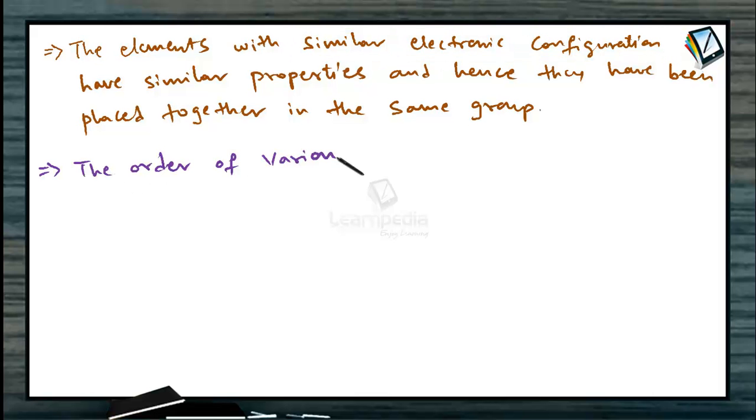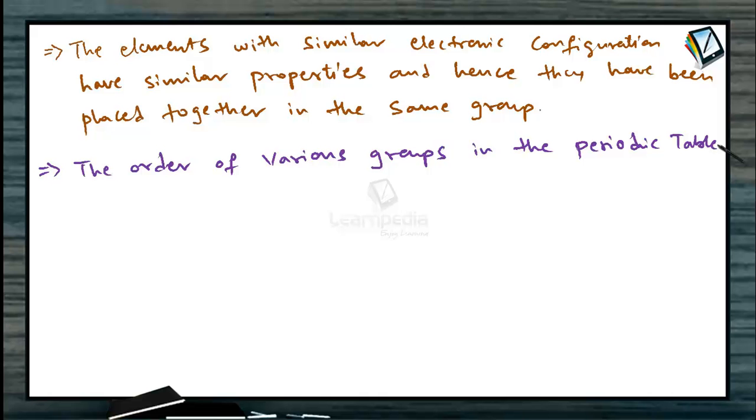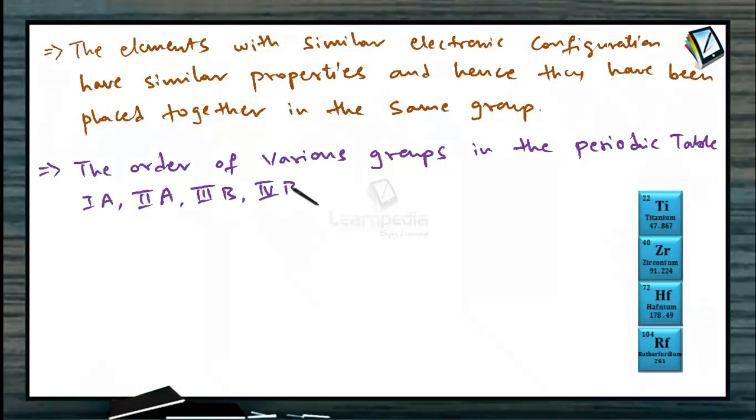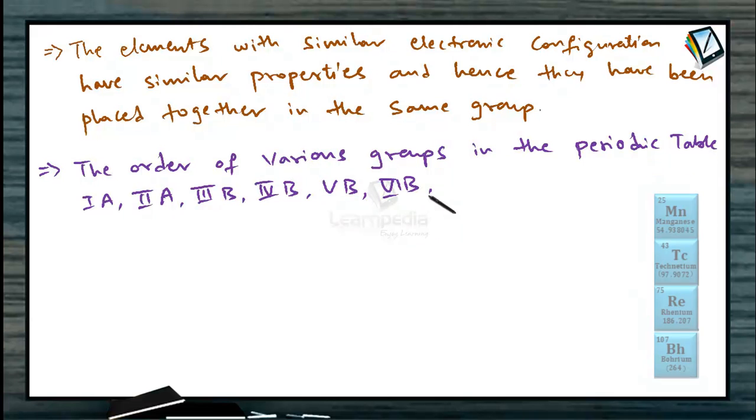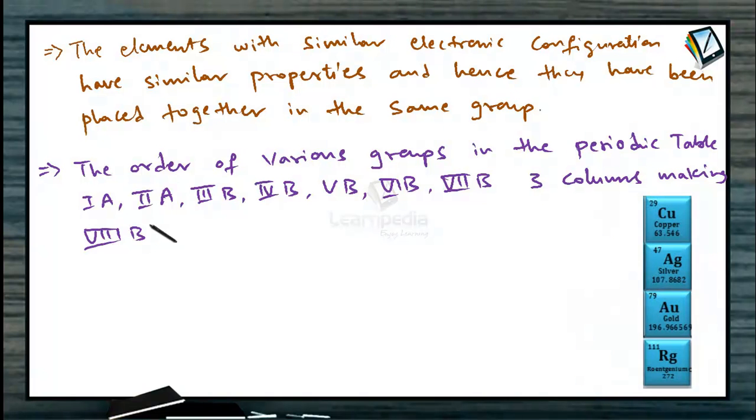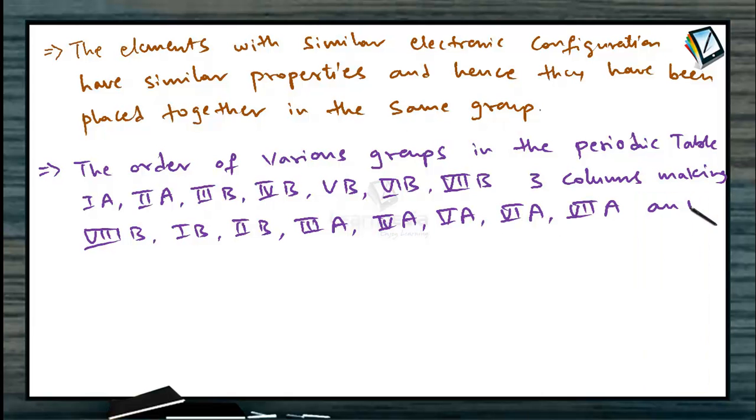The order of various groups in the modern periodic table matters, because in an objective examination they will not always give the options only according to the IUPAC system. They may also give them in terms of the old system, dividing them into A and B. So this is the exact order from left to right. The first group we call 1A, then comes 2A, then 3B, 4B, 5B, 6B, 7B, then 3 columns making the 8th group or 8B, then comes 1B, 2B, 3A, 4A, 5A, 6A, 7A and the 0 group.